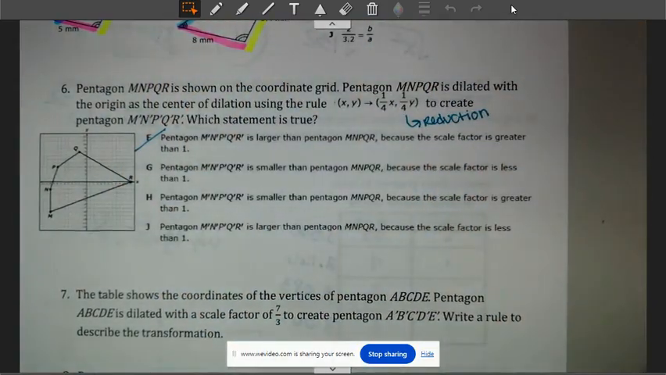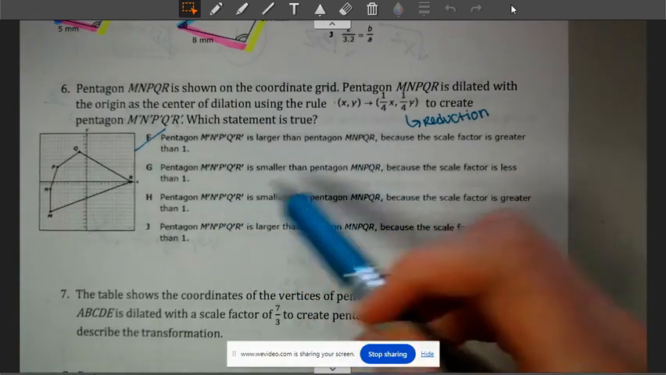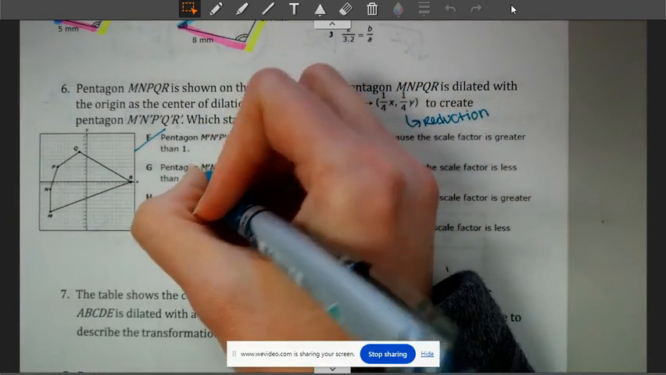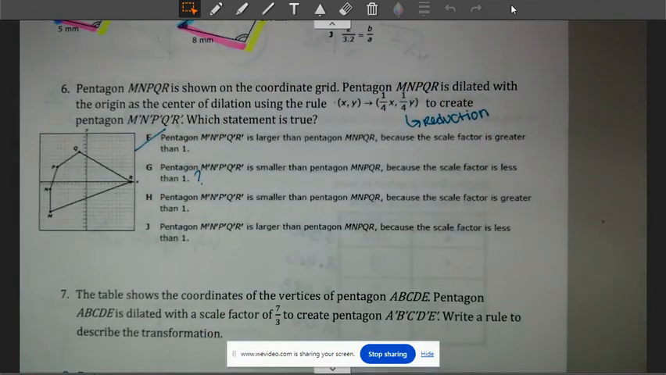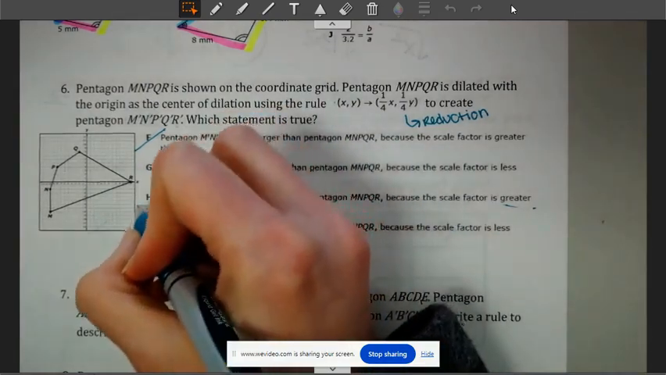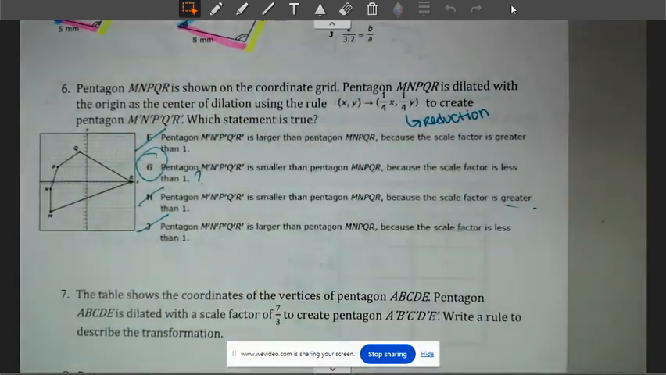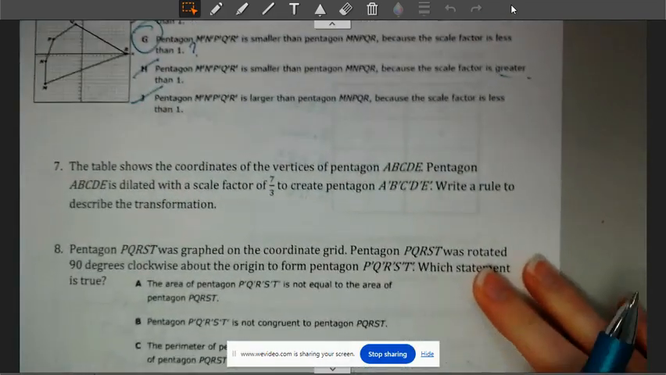Our scale factor is less than 1 and it's getting smaller. The new one is smaller because the scale factor is less than 1. That looks like a pretty good option to me because that's what we said. The new one is smaller because the scale factor is greater than 1. Well, 1/4 is not greater than 1. And it's larger because it's less than 1. That makes no sense. So the correct answer is G.